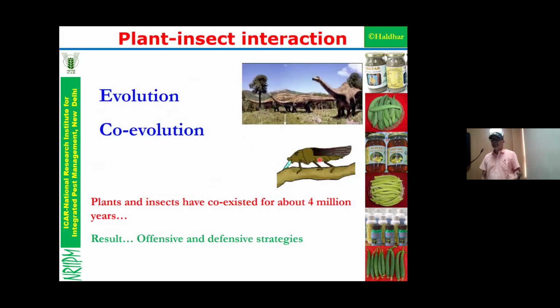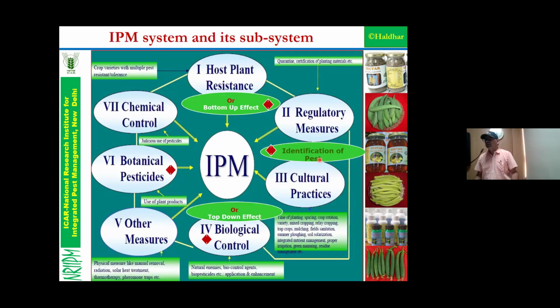So what is the interaction? This is also very important, because plant and insect both are involved. Sir, this is only host plant resistance, which is why we have not explained the other parts. Yes, only one component, and it is the first component of IPM.